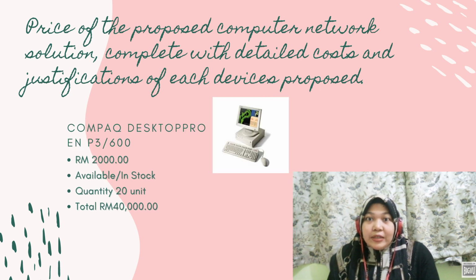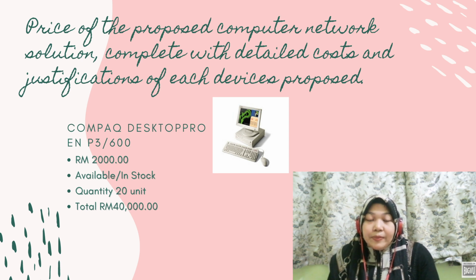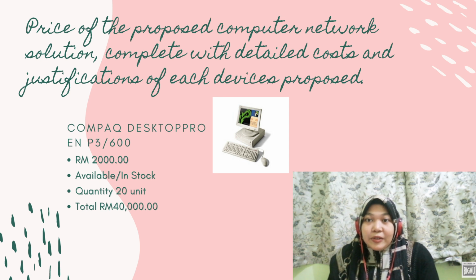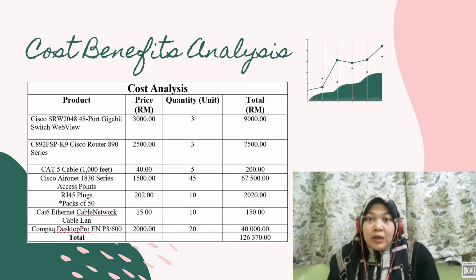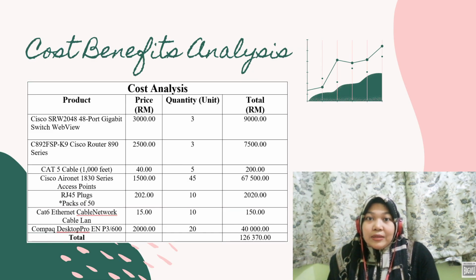The last product in use is the Compact Desktop Pro ENP3 per 600. The price per unit is 2,000 and the quantity in use is 20. The total for the desktop is 40,000. Total for all products is 126,317 ringgit. Okay, that's all.